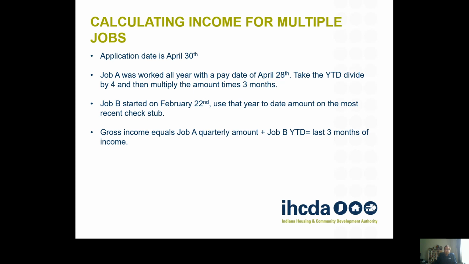So you are not going to divide by 4 because that pay stub does not represent 4 months worth of pay. It only represents 3 months of pay, and so you are just going to take that year to date and use it in its entirety. And so the gross income would be the 3-month prorated amount, quarterly amount for job A, plus the entire year to date of job B.